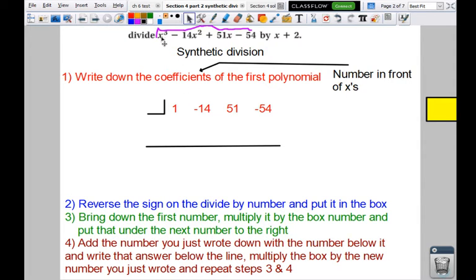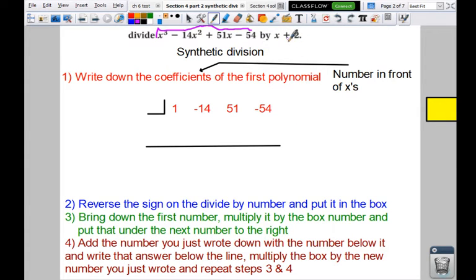Okay, so x3, my coefficient was 1. Even though I didn't write it, there's a 1 there. Then I had negative 14, then 51, and then negative 54 at the very end. On the same line, I'm going to put a little box, and inside that box, I'm dividing by x plus 2, right? We only use synthetic division when we're dividing by x plus or minus something. That's the only time you use synthetic. So you can't use it as much as long division, but it's still nice.